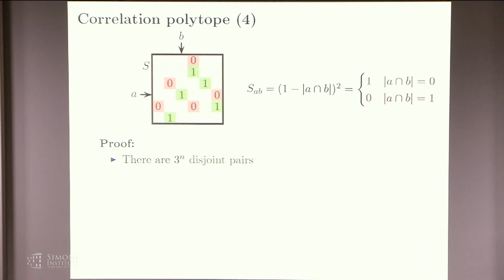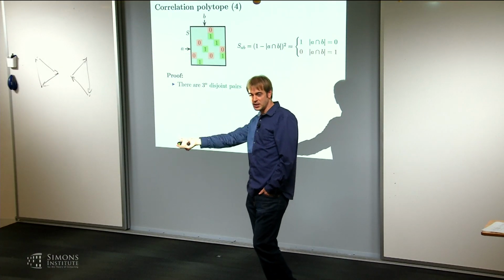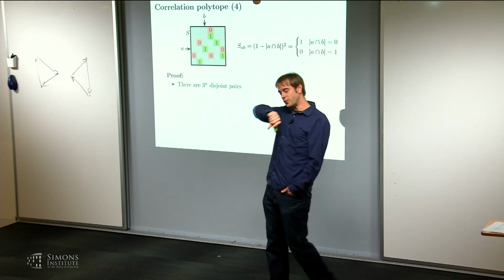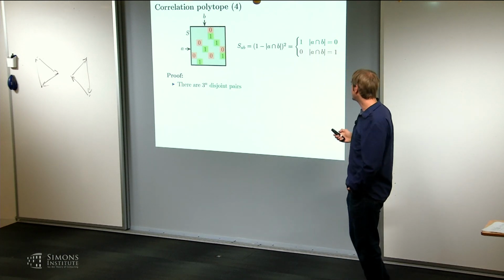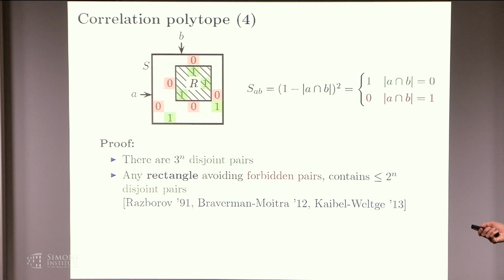So you can do a little bit of counting: how many of these entries do you see? How many 0, 1 vectors in n dimensions can you get where they're disjoint, where you never have a 1 at the same position? They are precisely 3 to the n, because for every position i, there are 3 choices: both 0, a 1 here, or a 1 at the other vector.